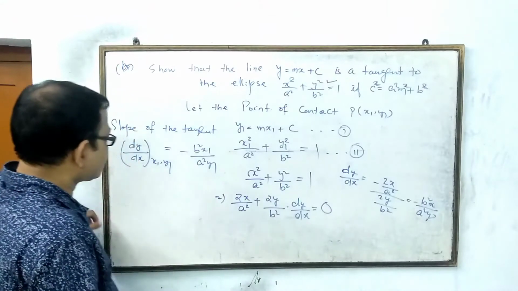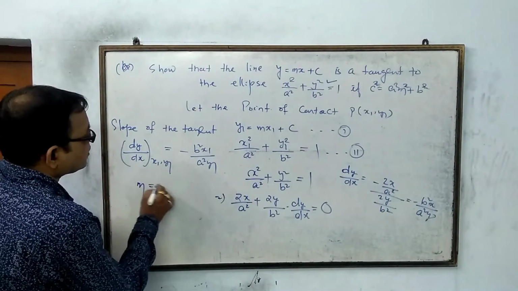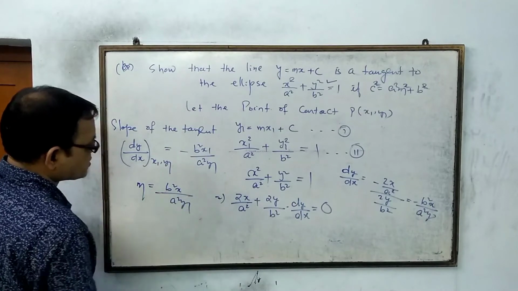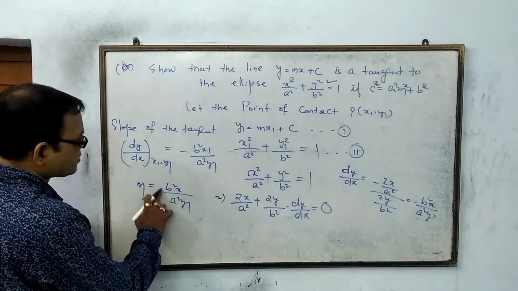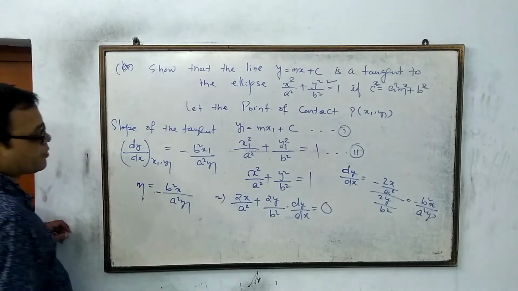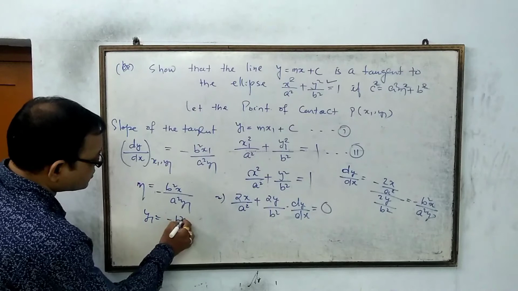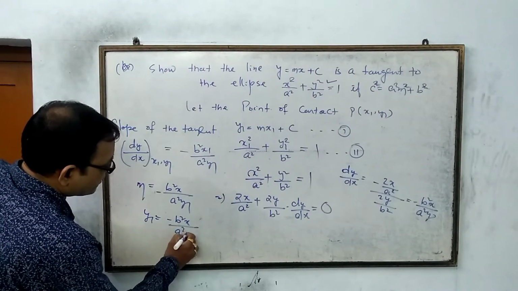So we can replace: m = −b²x1/(a²y1). So what about y1? y1 = −b²x1/(a²m).